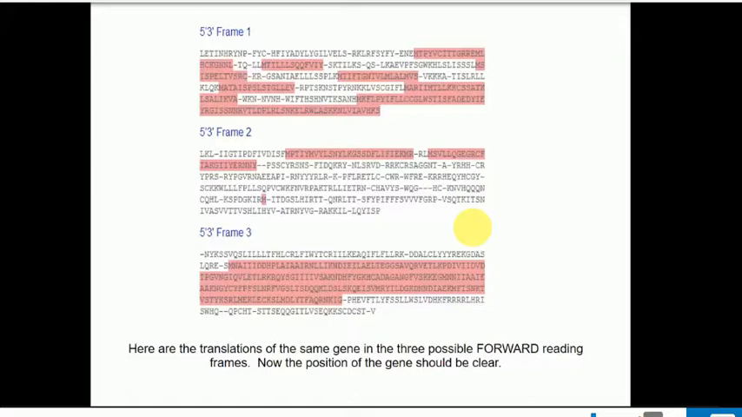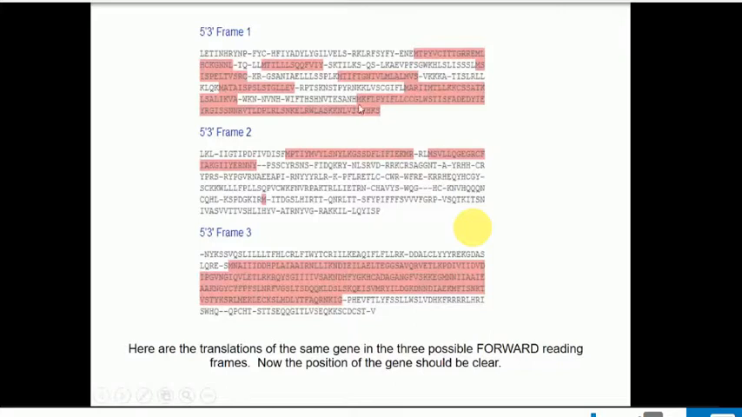In order to prove that, you'd perhaps make mutations in the DNA and show that that had a phenotype, or you'd try and purify the protein and look to see that the N-terminal amino acids corresponded with the gene sequence. But note all these other pink stretches here as well. You know, could they code for a small peptide? Maybe it does, maybe it doesn't.